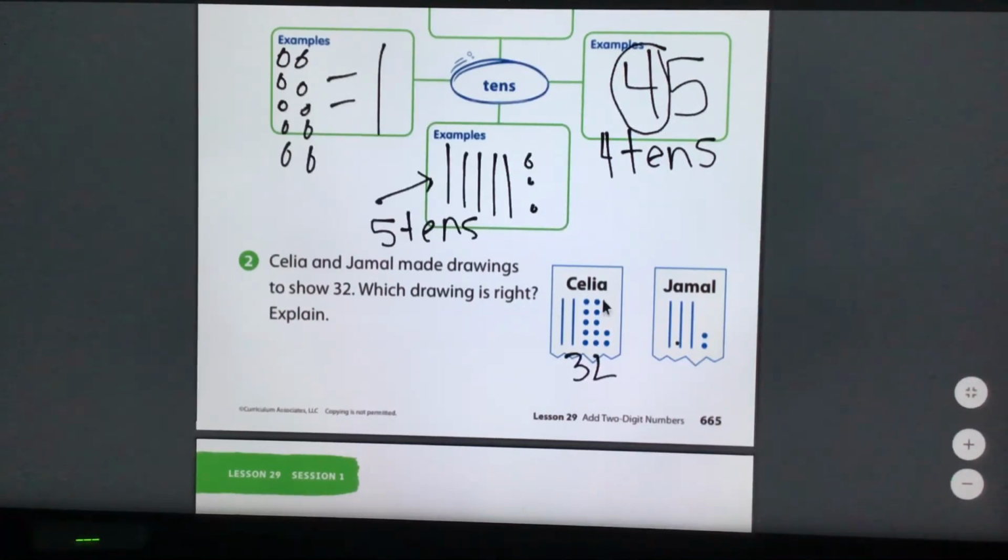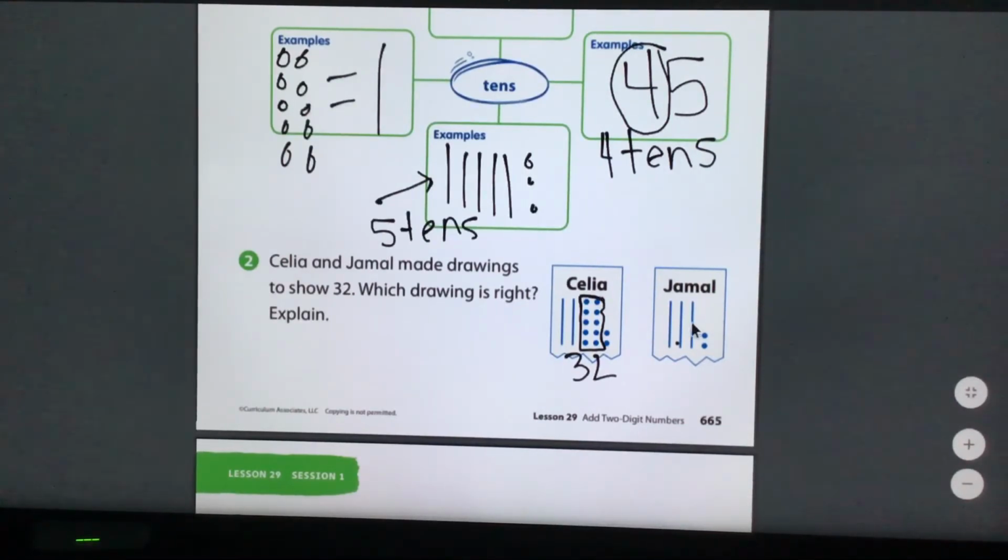What Celia did is she did not make this a 10. She put 10 ones instead of making it a 10. So it doesn't look like 32 because there's really only 2 tens drawn.